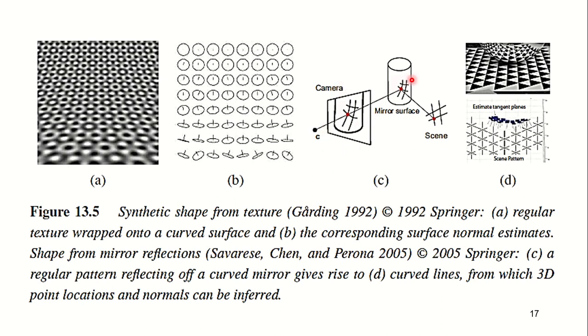So you have a curved mirror surface. This is the actual picture you have, but when you view it, you can see how it is different. All the straight lines have now turned into curved lines. Similarly, in D, the curved lines are the ones from which the 3D point locations and normals can be inferred. So everything is different in that.